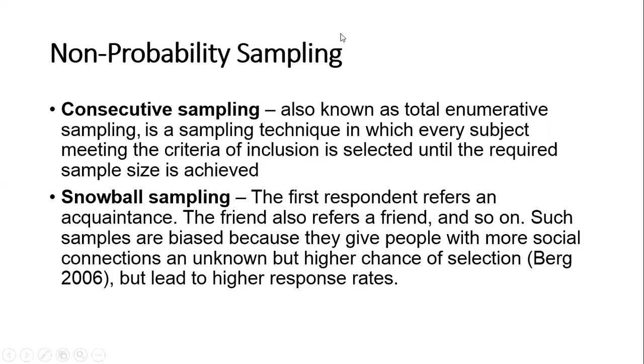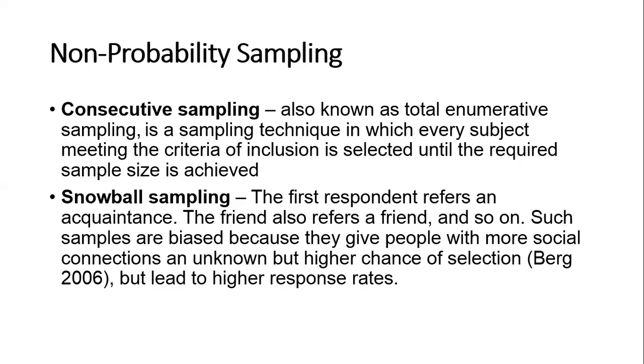Okay, so we also have consecutive sampling, also known as total enumerative sampling. The sampling technique in which every subject meeting the criteria of inclusion is selected until the required sample size is achieved. This is not randomized, you just pick them successively. Some people sample like this, but if you are doing real experiments and you want quality results, you don't do this kind of thing, except in very, very rare situations. Such should never be done.